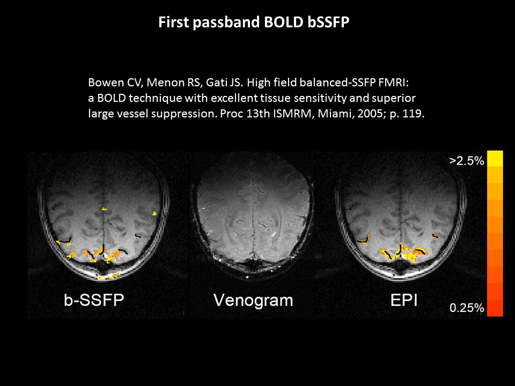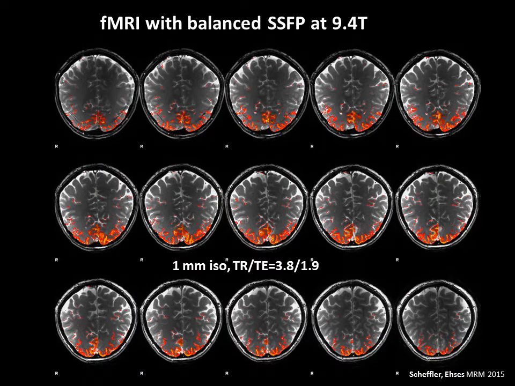As you know, balanced SSFP is very sensitive to frequency offsets. You can have these banding artifacts, and therefore it was not very obvious to go to 9.4 Tesla, because at this field it's even more sensitive. But still, this is an example. We were quite successful to generate these activation maps in the visual cortex. So we presented a checkerboard, a very simple paradigm.